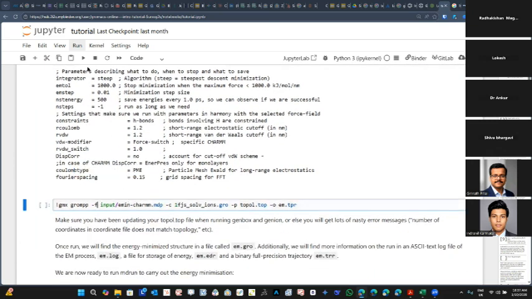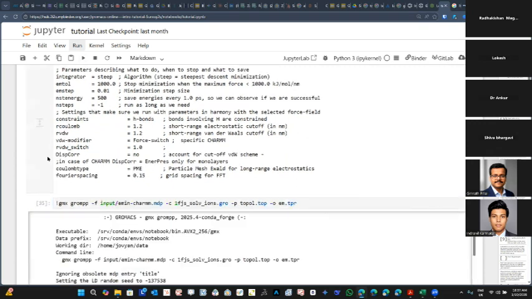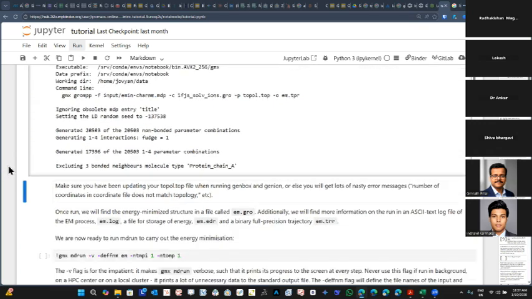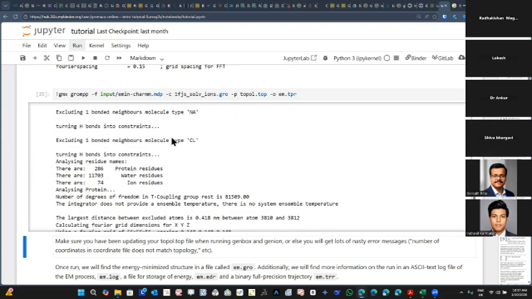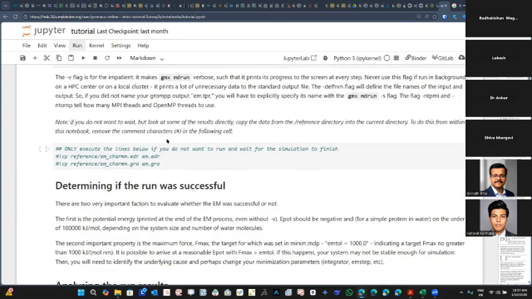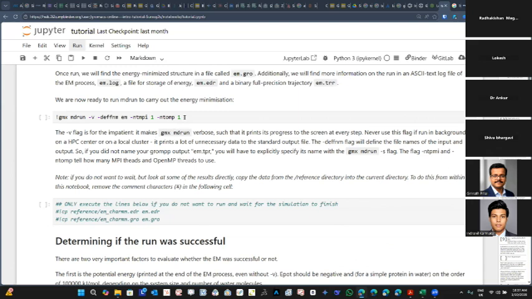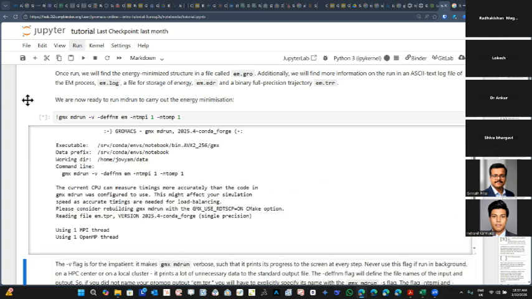Now I wanted to run the energy minimization. I want to set up the system. I'm not running it yet. I'm just setting up the system. What should be my input? What should be my output? All those things I'm trying to define. Now, in order to run, it's always mdrun. So gmx mdrun is always the command to run. So now I am running the actual minimization.